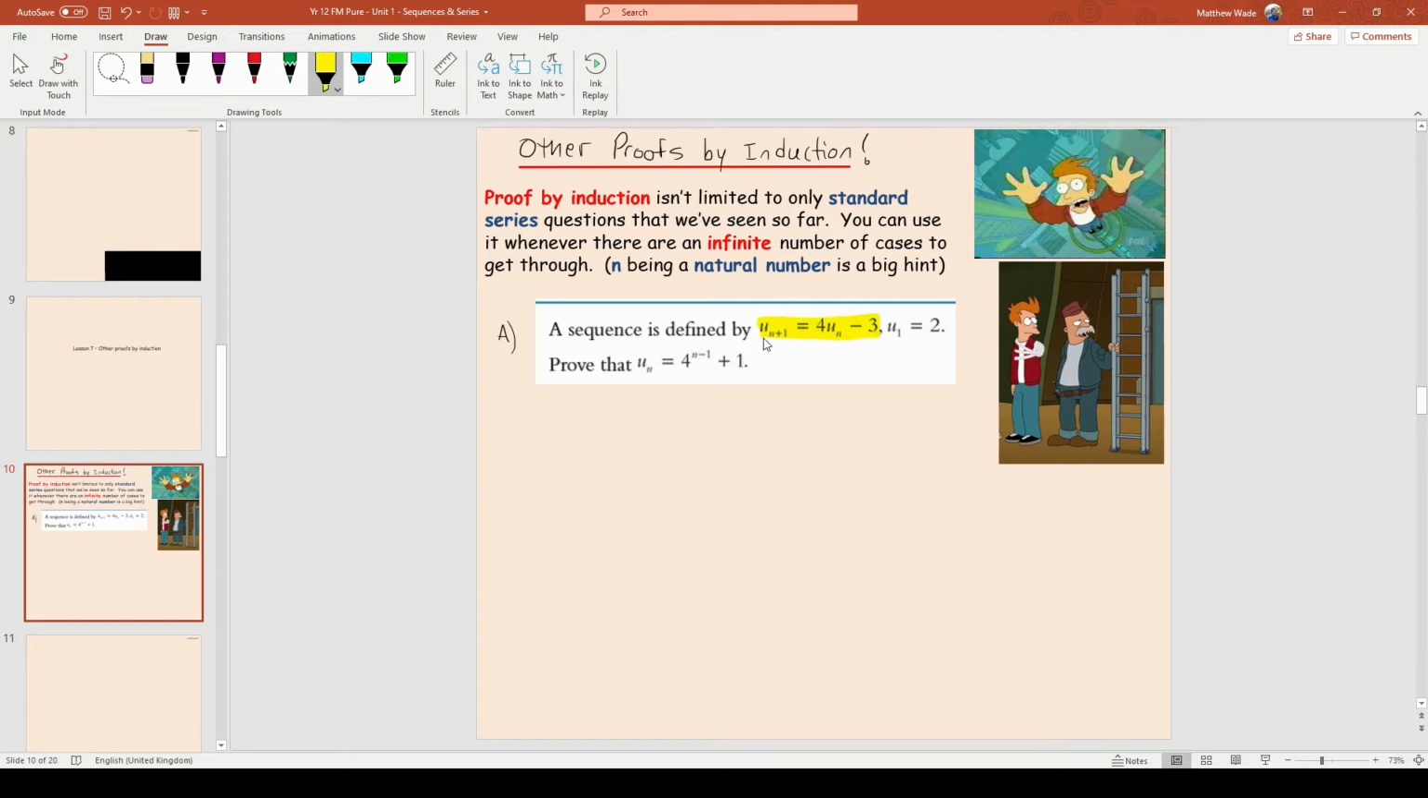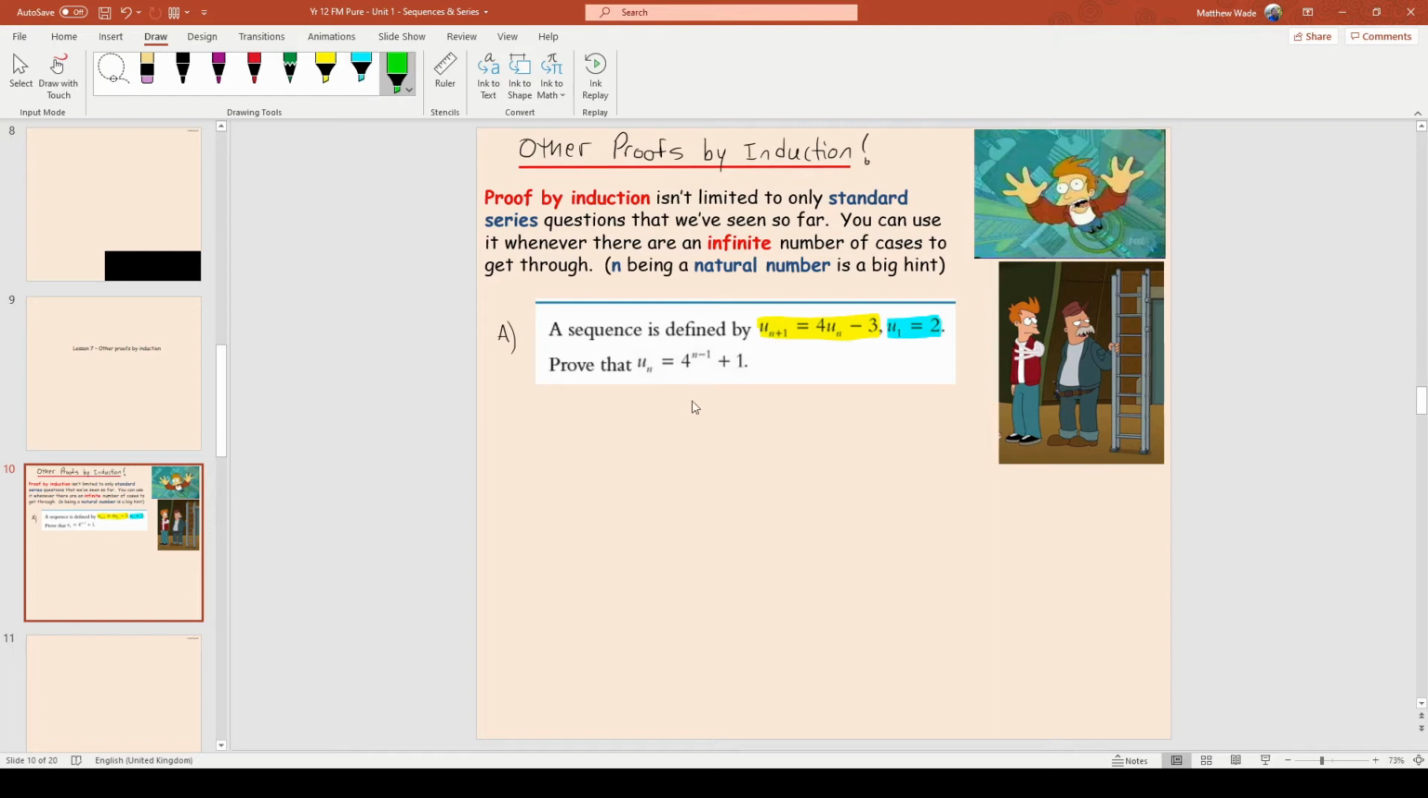It's a sequence, but the next term, because it's n plus 1, is equal to 4 lots of the current term take away 3. Anybody remember what that's called? That's right, it's a recursive sequence, isn't it? It's defined by previous terms. That makes it recursive. And it also tells you, my lovelies, that the first term is equal to 2. Okie dokie. And that's that.